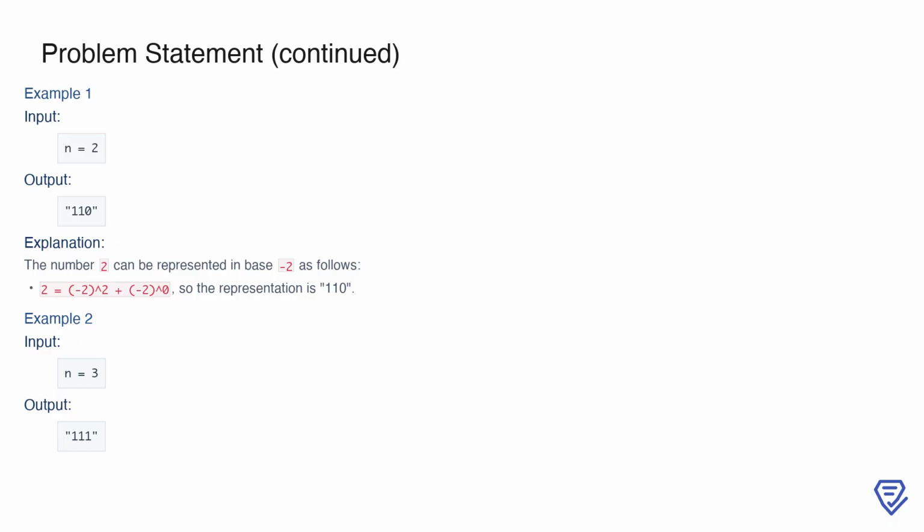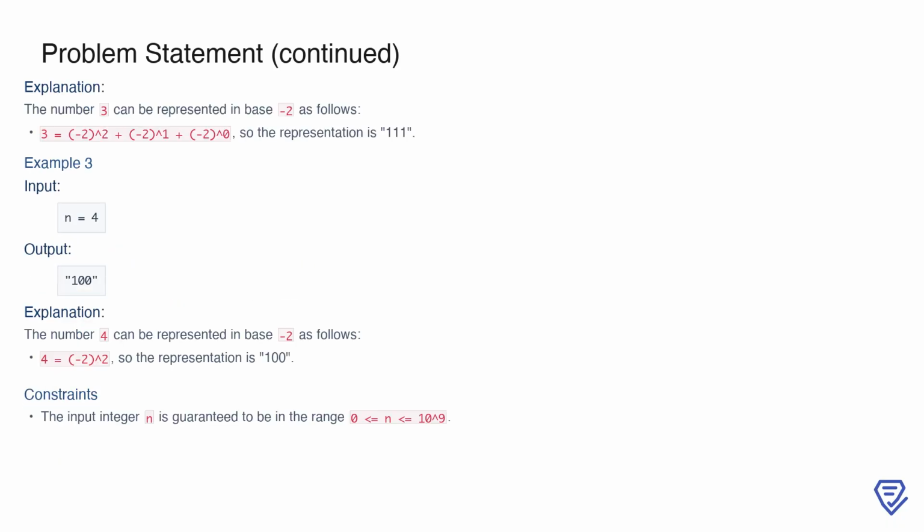Here's why: the number 2 can be expressed as the sum of powers of -2 using (-2)^2 plus (-2)^1 plus (-2)^0. This means the coefficients for these powers are 1, 1, and 0, respectively, which gives us the base -2 representation 110. Another example is n equals 3. In this case, the output is 111 because 3 can be broken down as (-2)^2 plus (-2)^1 plus (-2)^0. The coefficients here are 1, 1, and 1, leading to the representation 111.